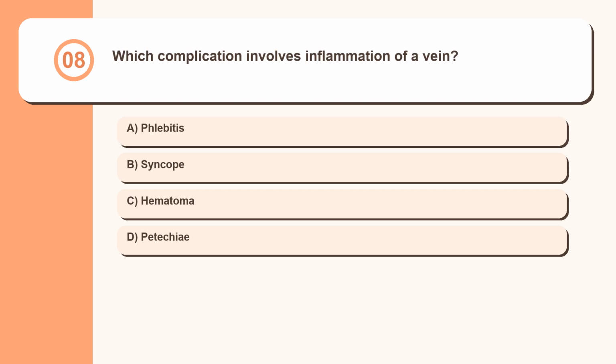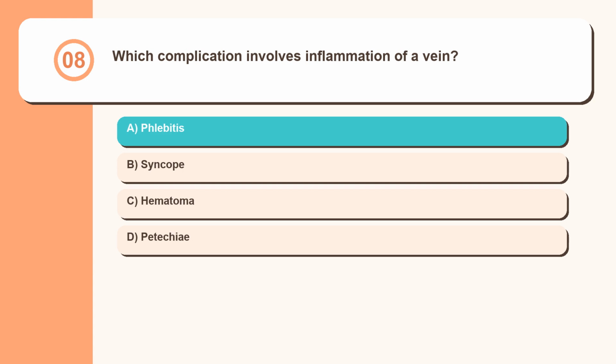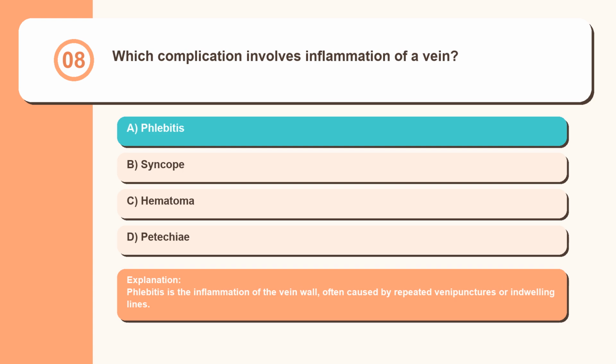Question 8. Which complication involves inflammation of a vein? Phlebitis, syncope, hematoma, petechiae. Phlebitis is the inflammation of the vein wall, often caused by repeated venipunctures or indwelling lines.